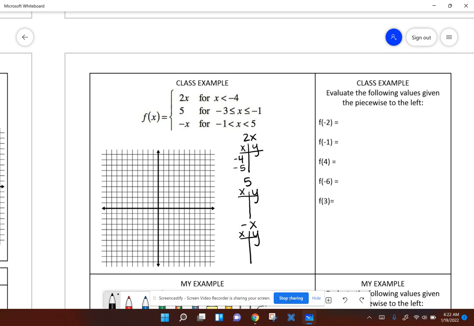For the next one, this domain does include two numbers, so I'm going to use these exact numbers, -3 and -1. My next domain also includes two numbers, -1 and 5, so those are the two numbers I'm going to use.